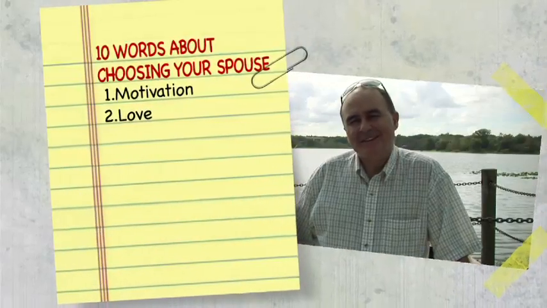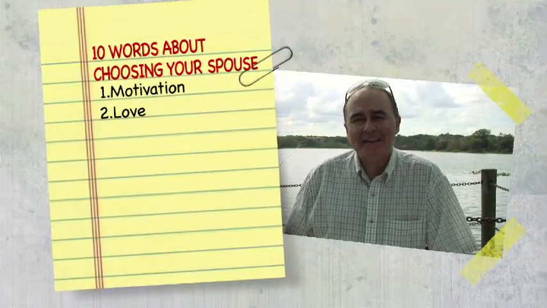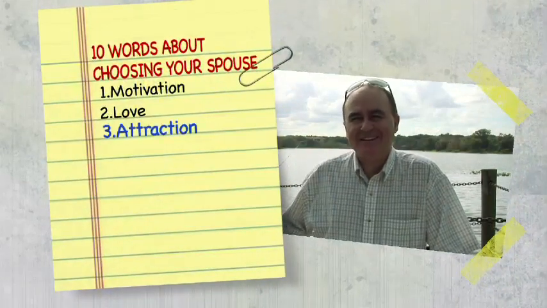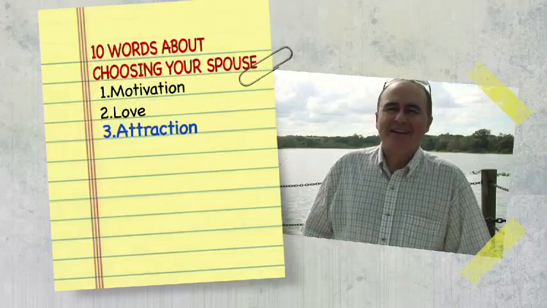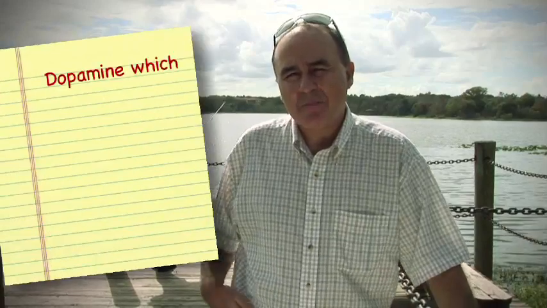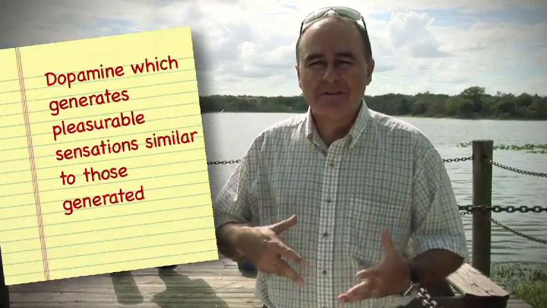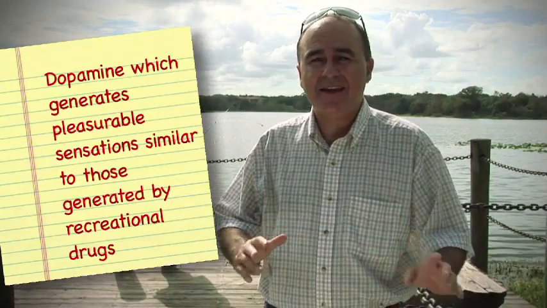The third word is attraction. Attraction is vital, yet it should not be the deciding factor. When we meet someone we're attracted to, there's a tendency for that person to show the best of themselves, not necessarily their reality. For this reason, it is vital to be in control of the psychological and physical attraction of the relationship. During this stage, the brain releases dopamine, which generates pleasurable sensations similar to those generated by cocaine.